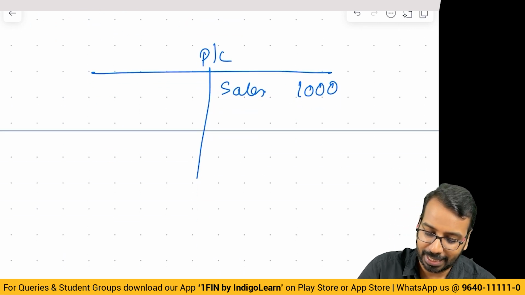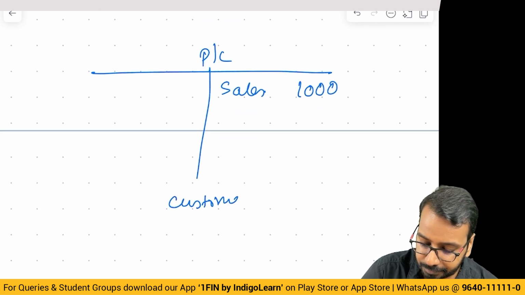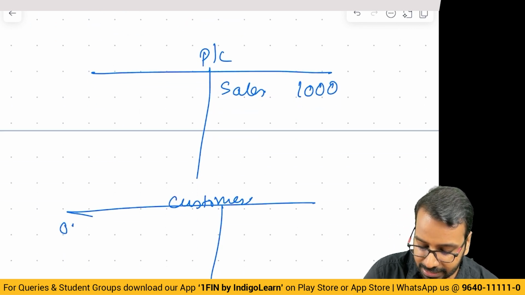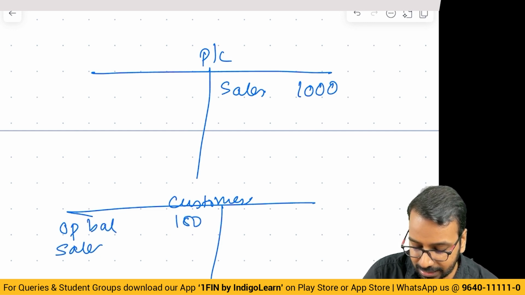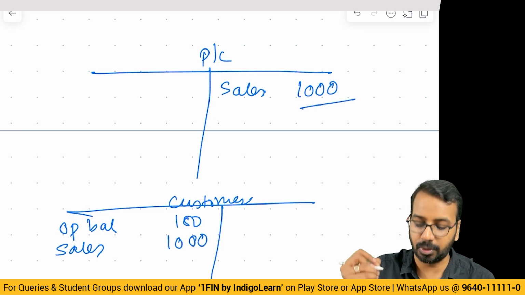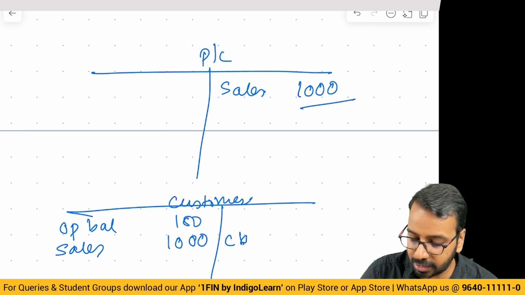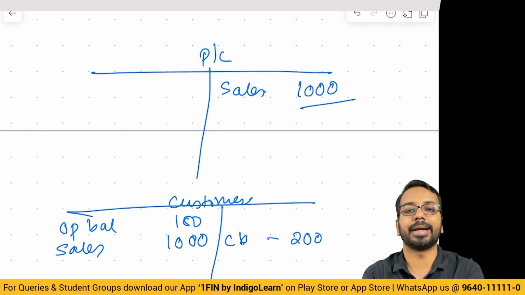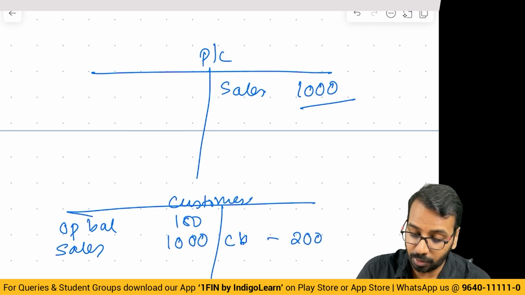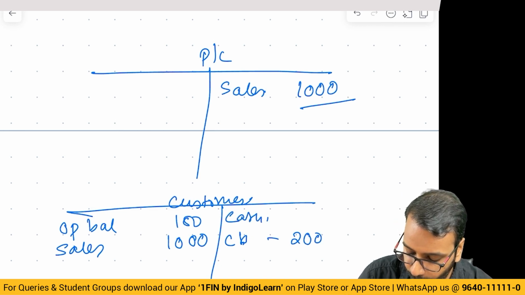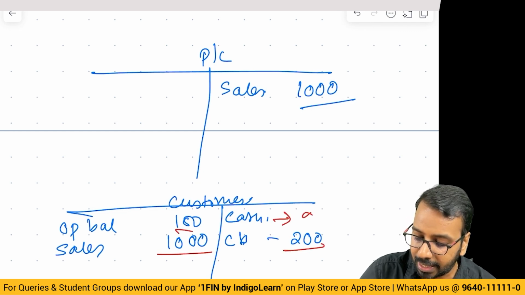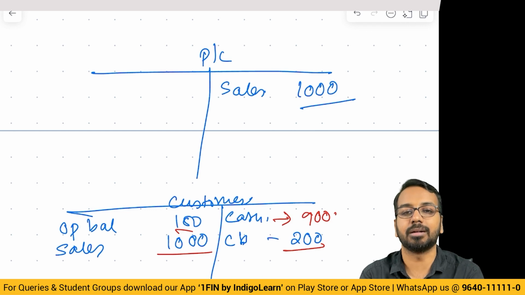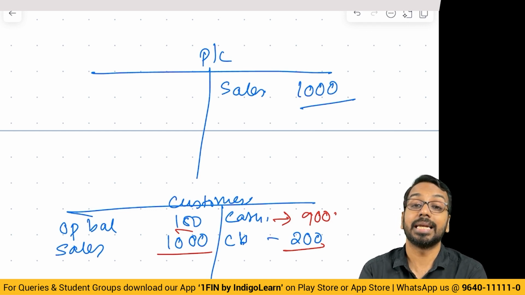Here is my customer, which has an opening balance of 100. Sales of 1000 I have recorded, assuming the entire sales belongs to this person. Closing balance of 200. Now, how much cash has been received? Cash, if you see, 1000 plus 100, 1100 minus 200, I have received cash of only 900.